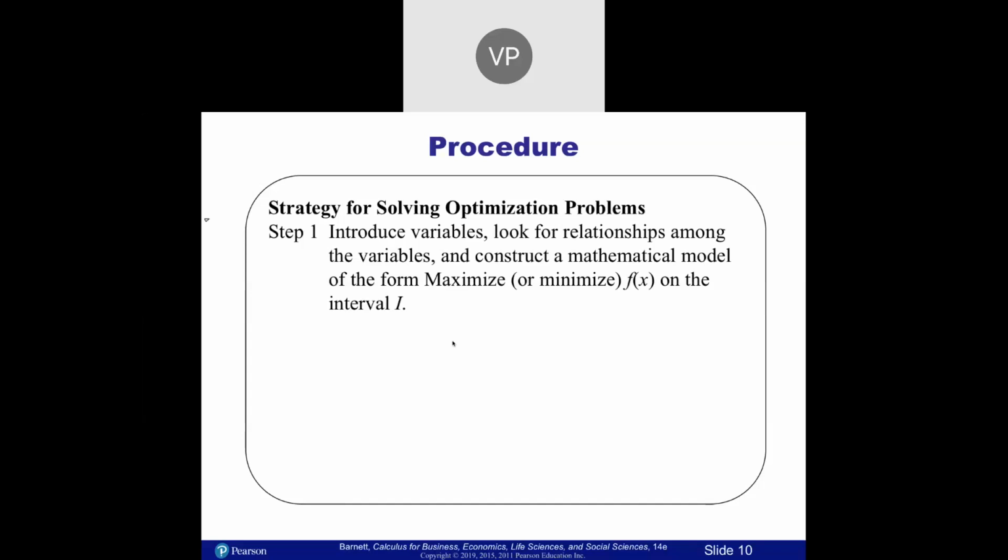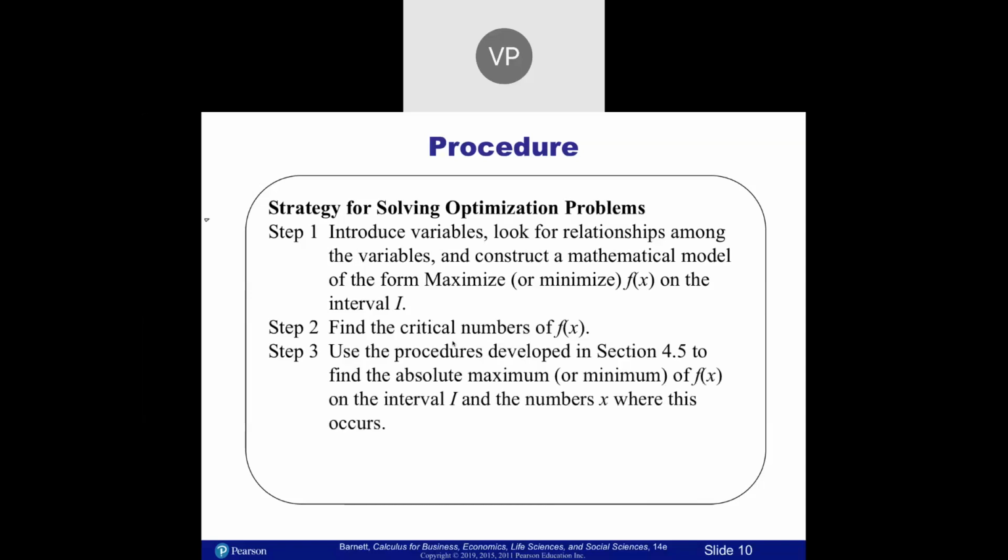Once you get there, you need to break it down to get it down to one variable. You can't have an x and a y. You've got to get down to one variable. Then at that point, take the derivative, find those critical numbers, and there's usually going to be one of them. That's your max or your min.